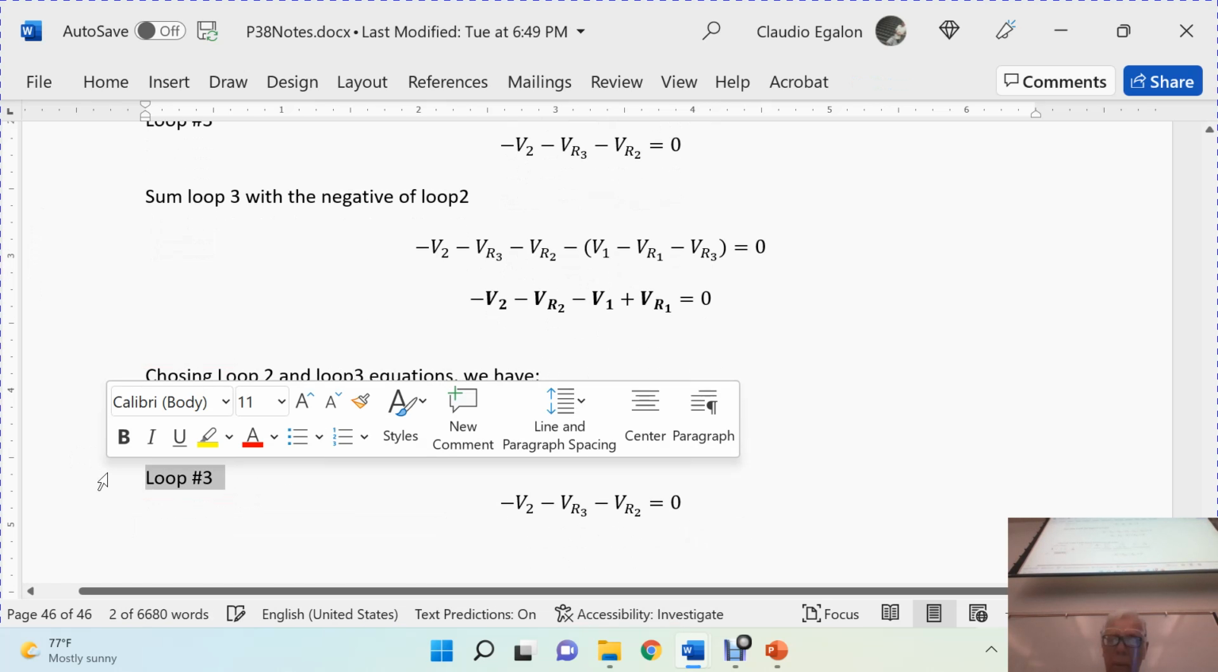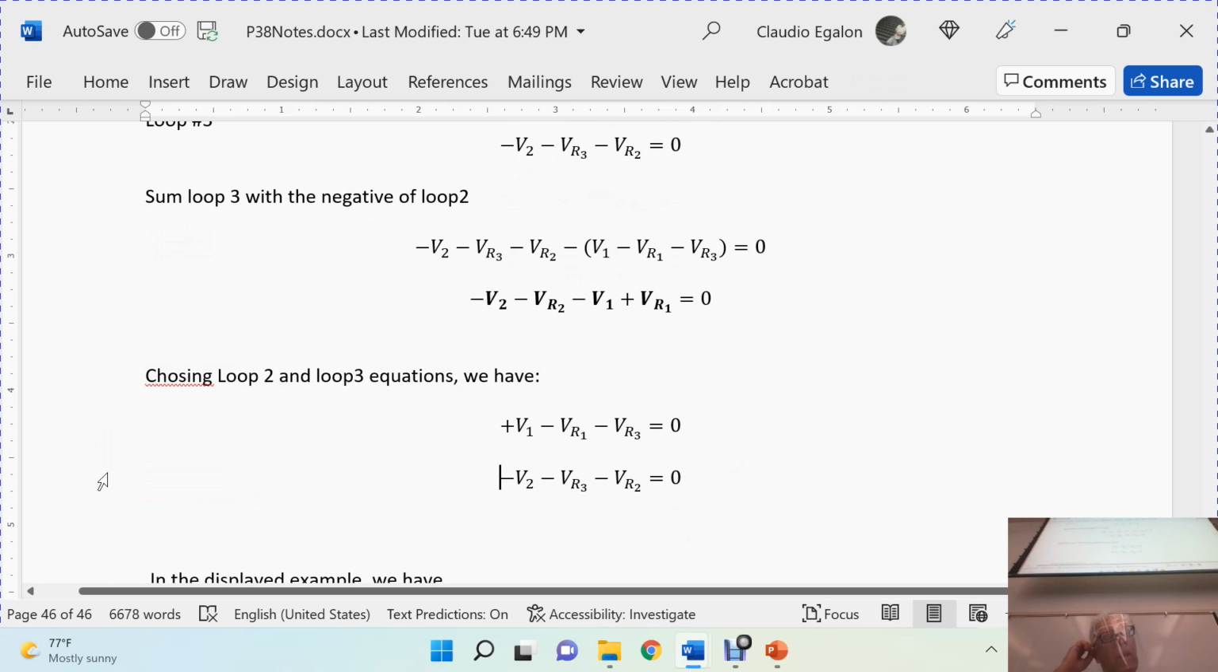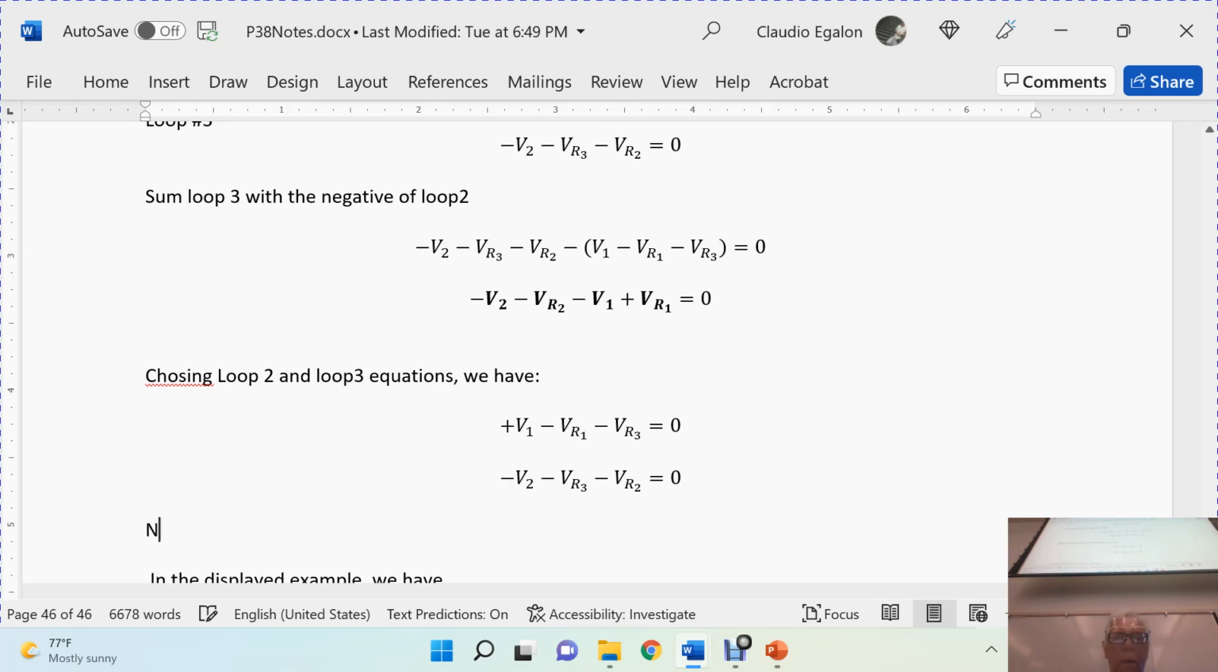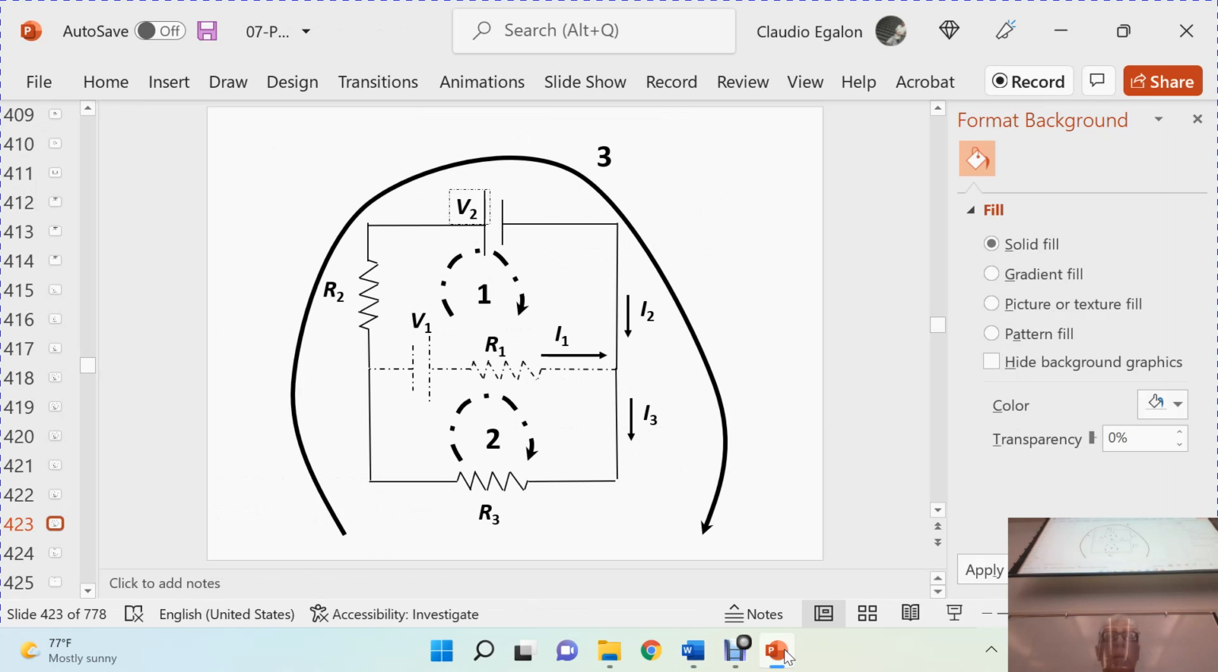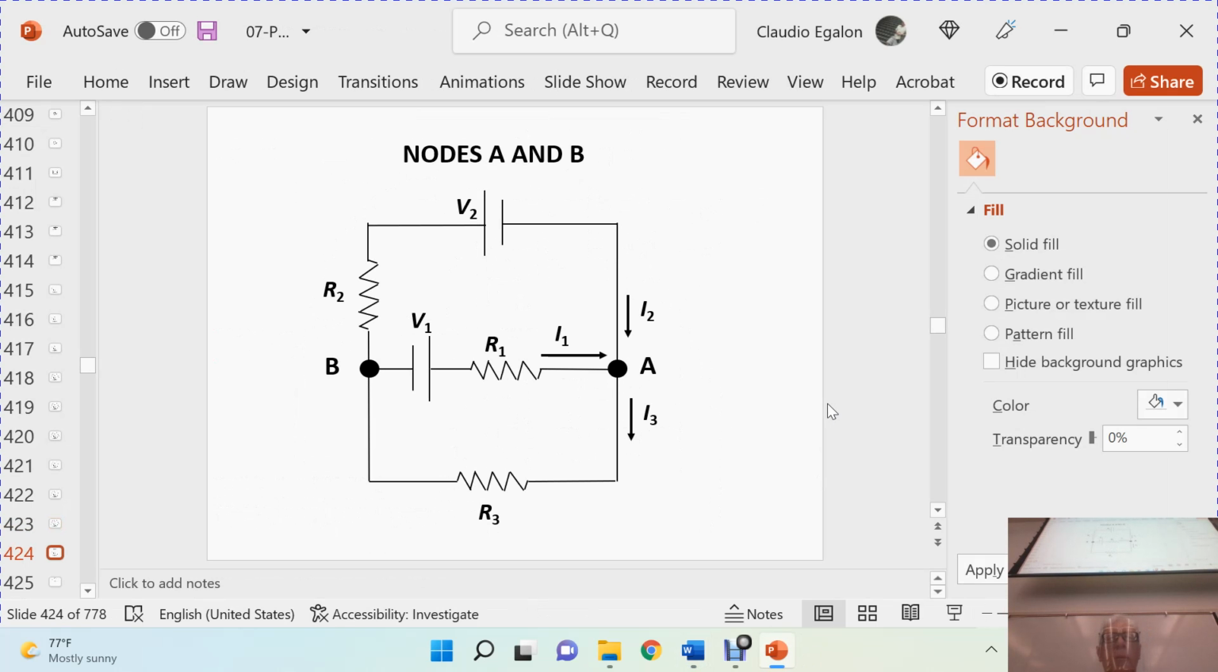Like that. So we got our loop equations. Now we'll look at the node equation. Going back here, just like before, one of the node equations is going to be linearly dependent.